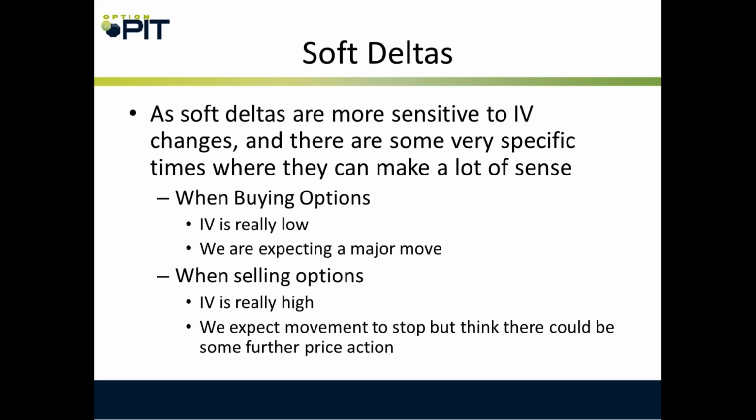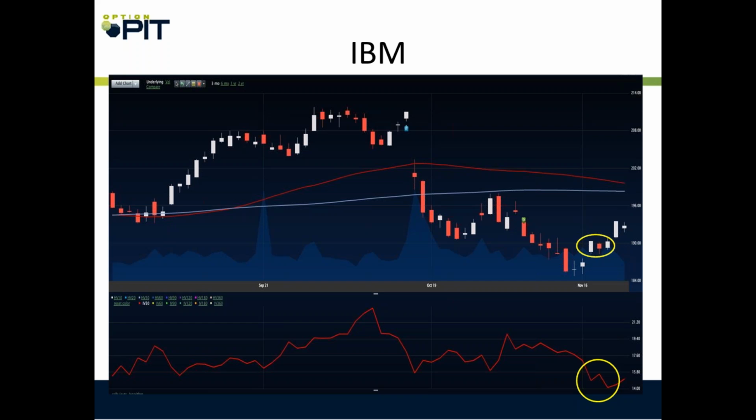So when I'm buying options, I buy options when implied volatility is really, really low, or when I'm expecting a major move. That's when I buy those soft deltas, those out of the money options. And I sell out of the money options when I think IV is really, really high, and when I expect movement to stop, but think there could be a little more price action. So if I think movement is going to slow down, and I think IV is really high, that's when it makes sense to sell.